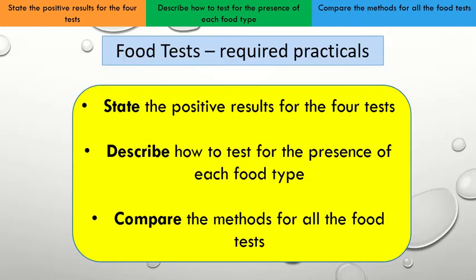So today's lesson is going to be about food tests. There would usually be some required practicals for this part of the lesson, but unfortunately we cannot do that at the moment. You will see we've got our learning intentions for the lesson here. The first is to state the positive results of the 4 tests that we're going to learn about. We're also going to describe how to test for the presence of each different food type for these 4 tests. And then we're going to compare these methods for all of them. So we're going to learn what these 4 tests are, what the positive results will be, and then we're going to compare those methods slightly.